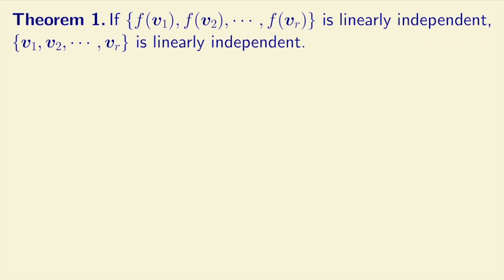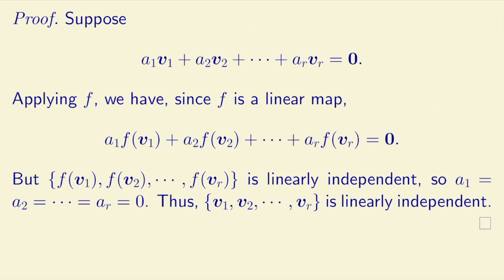Now for Theorem 1. It states, if f of v1, f of v2, ..., f of vr is linearly independent, then v1, v2, ..., vr is linearly independent. Wait, why does that make sense? I'm having a hard time visualizing it. Does a linear map always preserve linear independence? Let's look at the proof.